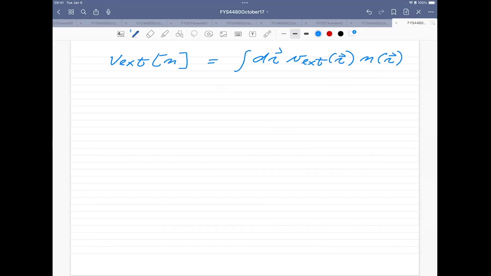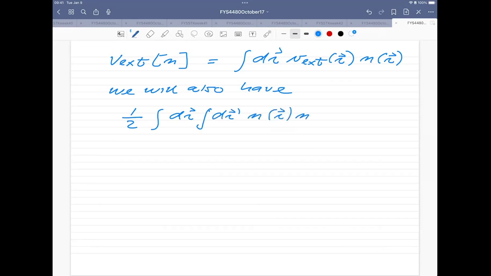Then there is going to be another term. We will also have a term which goes like 1/2, and then we have a dr, and then a dr prime, and then we have the densities n(r) n(r prime), divided by |r - r prime|.